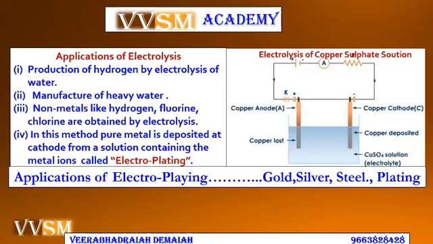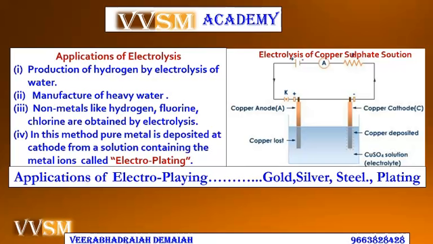Applications of electrolysis. You know, my dear friends, applications of electrolysis are very important in industrial chemistry. Production of hydrogen by electrolysis of water, manufacture of heavy water, and non-metals like hydrogen, fluorine and chlorine are obtained by electrolysis. In this method, pure metal is deposited at the cathode from a solution containing the metal ions, called electroplating.